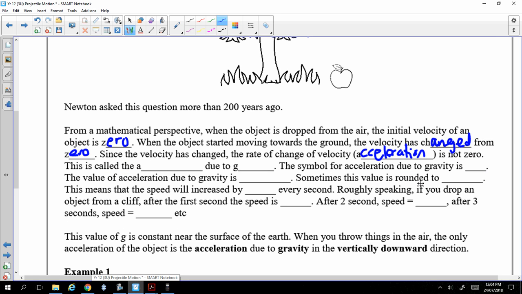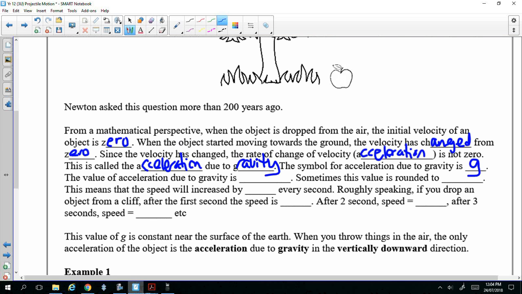So this is called the acceleration due to gravity. There's a special name for the acceleration. When an object falls from the air, it's due to the acceleration due to gravity. The symbol for acceleration due to gravity is g, and the value of the acceleration due to gravity is approximately 9.8, and even that's approximate, meters per second squared.